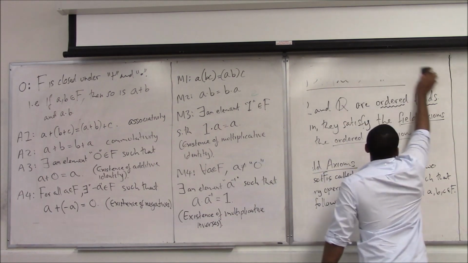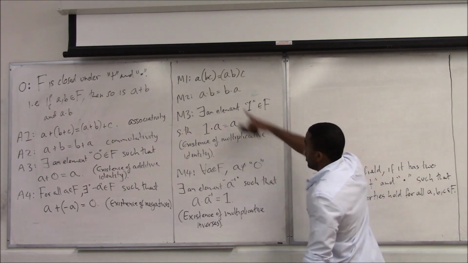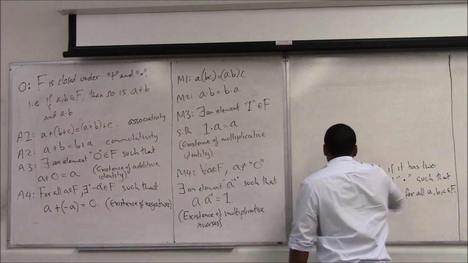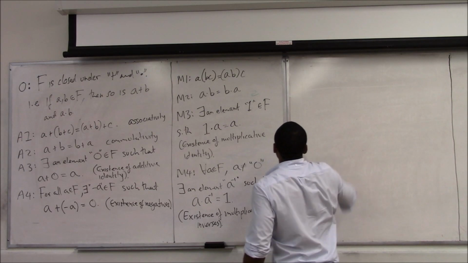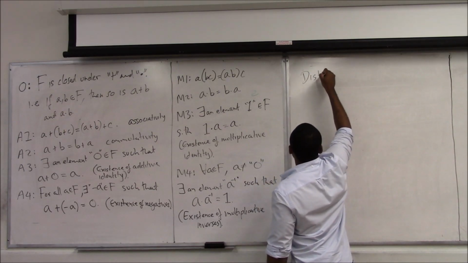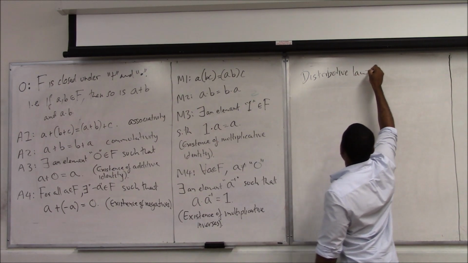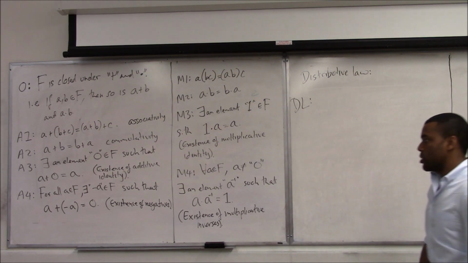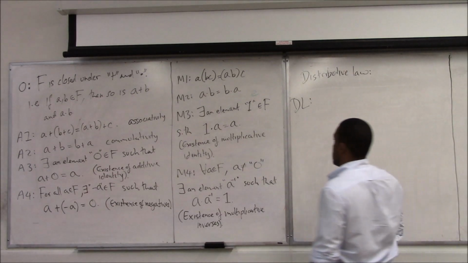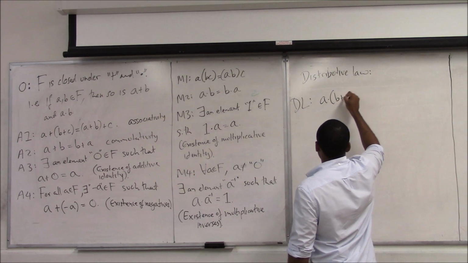Finally, there's the rule that tells you how these two operations will play together. We know how they play with themselves. We will find how they play together. This is called the distributive law. So there's a rule that we will refer to as DL, and this says that multiplication distributes over addition.